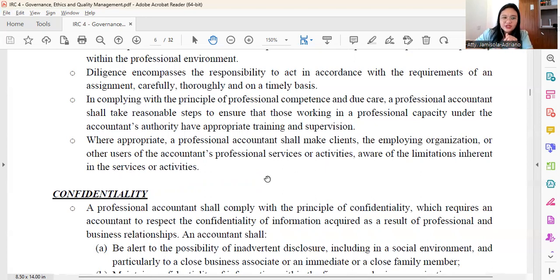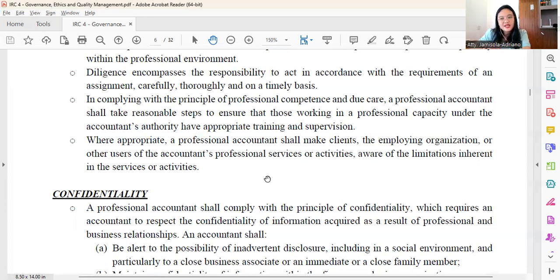Like, for example, when you issue your audit opinion after you have audited a financial statement. Diba? In the course of our audit, we use sampling. It is impossible for us to examine 100% of the transactions. We just use sampling, and based on the samples that we have obtained, we will issue an opinion on that. So that is one of the limitations of our service or activity. We should inform the users of our audit reports of such limitation. We should not make any guarantees or any representations as to the perfect quality of our work.